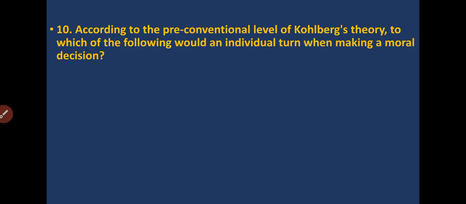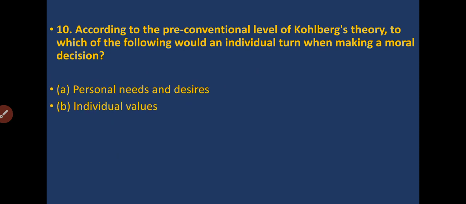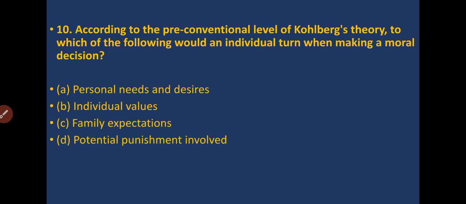Next, according to the pre-conventional level of Kohlberg's theory, to which of the following would an individual turn when making a moral decision? A. Personal needs and desires. B. Individual values. C. Family expectations. Or D. Potential punishment involved. The correct answer is option D.